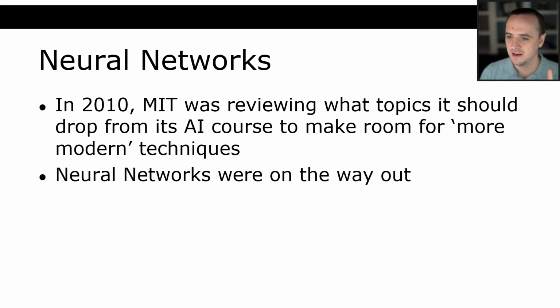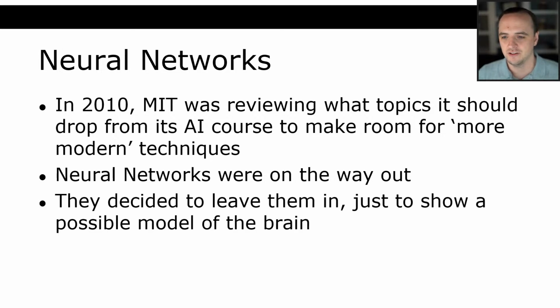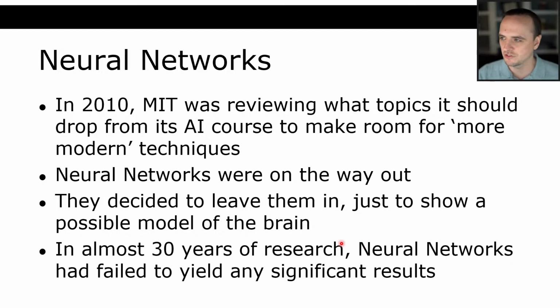And in 2010, MIT was about to cut neural nets out of its course completely. They decided to leave them in just because it was an interesting thing that had been done historically. Maybe they also sort of simulated what the brain did. But in almost 30 years of research, neural networks, now, okay, people are going to argue with this, yes, there were some interesting results with neural nets, but there were things that were more fashionable and producing better results than neural nets. And so the funny thing here is that neural nets were almost on their way out of the MIT AI course in 2010, as recently as that.